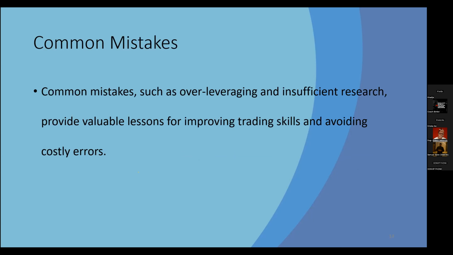There's always a common mistake in trading. If you look at all of these things, there's one particular thing we keep seeing over and over again, and it is either stop loss, take profit, or leveraging. These are things you should take note of, because these are the common mistakes people make, such as over leveraging and insufficient research.